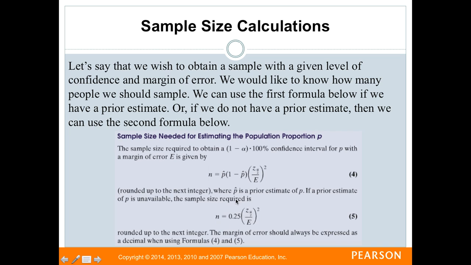Basically, all you're going to do is replace p hat times 1 minus p hat from the first formula with 0.25. And if you don't use prior estimates, you're going to end up needing a larger sample size to get the desired margin of error and level of confidence. If you have a prior estimate and you trust it, then you're able to take a slightly smaller sample size in order to meet those same requirements for the level of confidence and the margin of error.